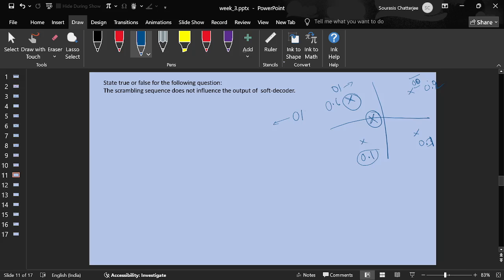It is going to flip your data bit, right? If you are XORing with 1, if your input bit is 0, it will become 1. If it's 1, it will become 0. And when you do that, your probabilities change, right? Because your bit itself has changed.